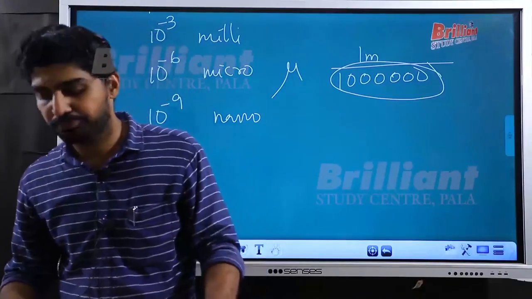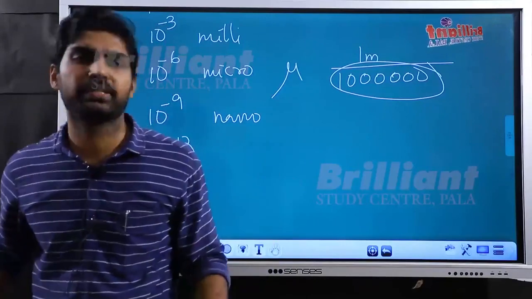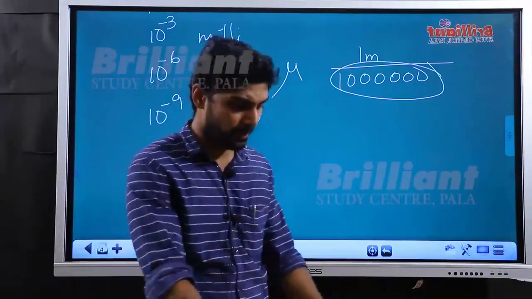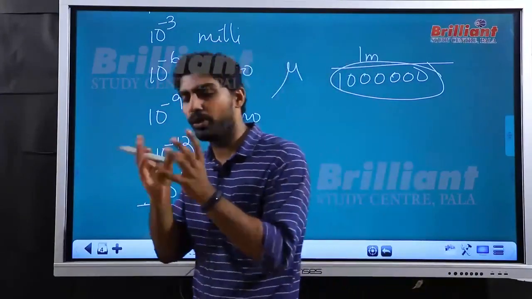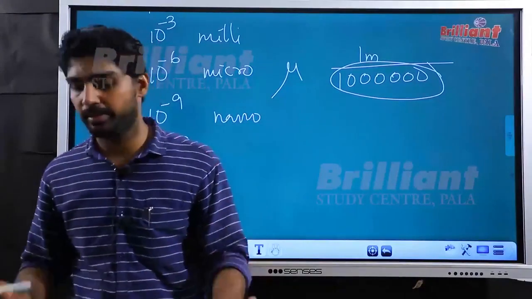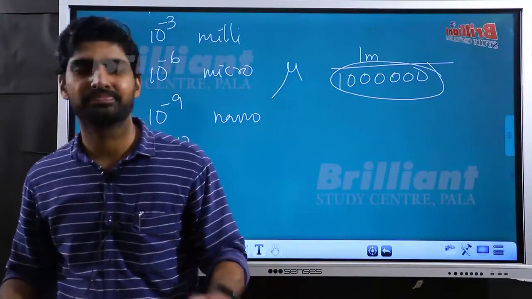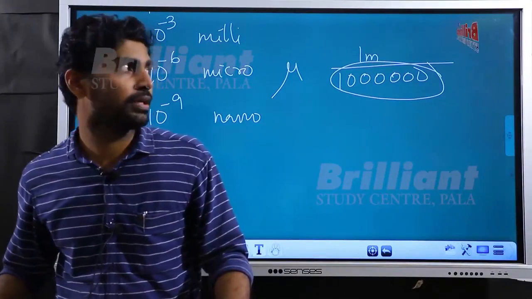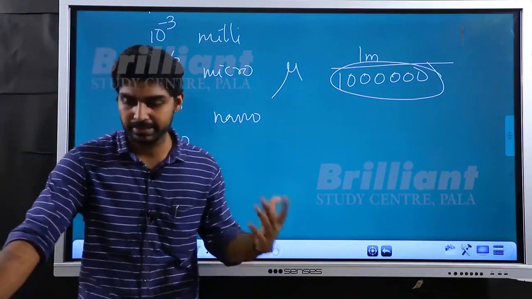So like this, we have a variety of prefixes to represent very large as well as very small quantities. We'll modify the SI unit slightly to inculcate these prefixes and represent such quantities. So that is how we make measurement of basic quantities like this.